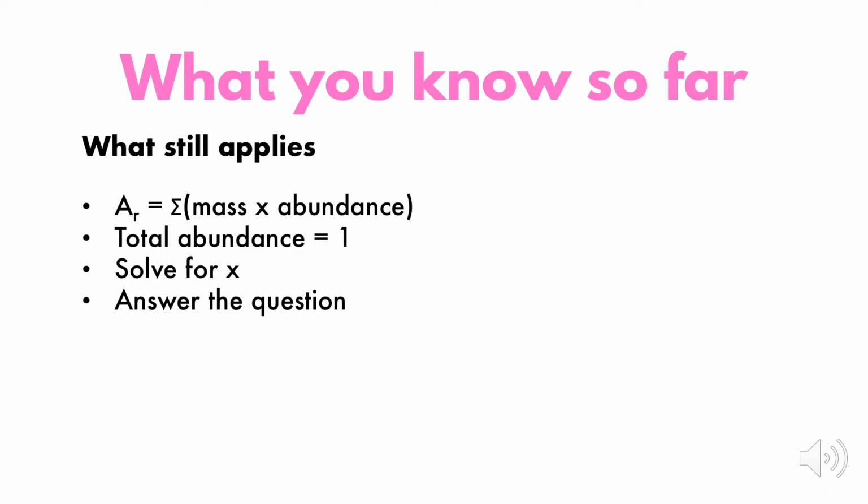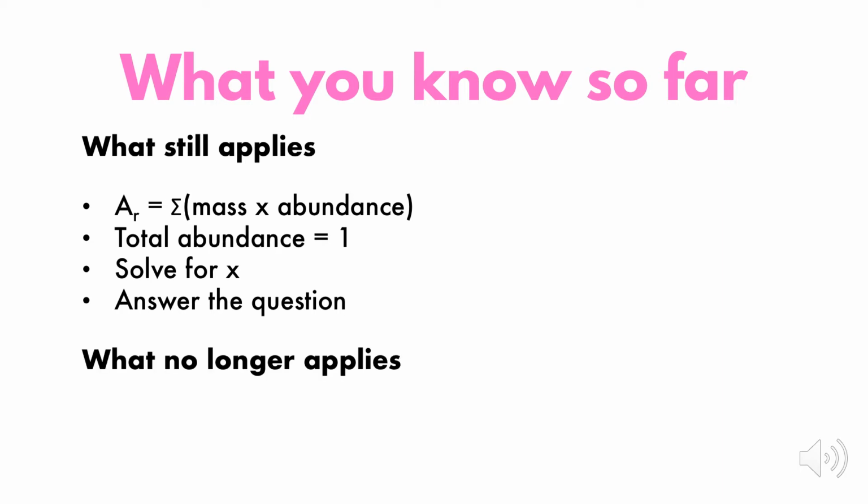So let's see what we know so far and what still works and what we'll need to tweak a little bit to account for the extra isotopes. What still applies is we'll use the same expression, the relative atomic mass is equal to the sum of the mass times the abundance. We'll still assume that the total abundance is 1. We'll still solve for x, and we'll still come back at the end and answer the question by using x to work out the abundance of the other isotopes and remembering to convert to percentage or whatever else we've been asked for.